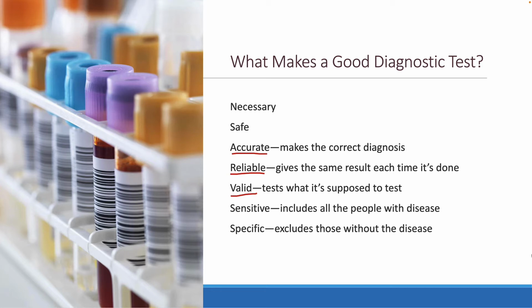Now, the test also needs to be sensitive or specific, depending on which we're interested in. Ideally, the perfect test would have 100% sensitivity and 100% specificity, and we'd be done. But that's just not how it works. So let's define the terms. Sensitive tests are tests that include all the people with the disease. So anybody who has the disease who gets this test will be positive. Specific tests exclude patients who don't have the disease.